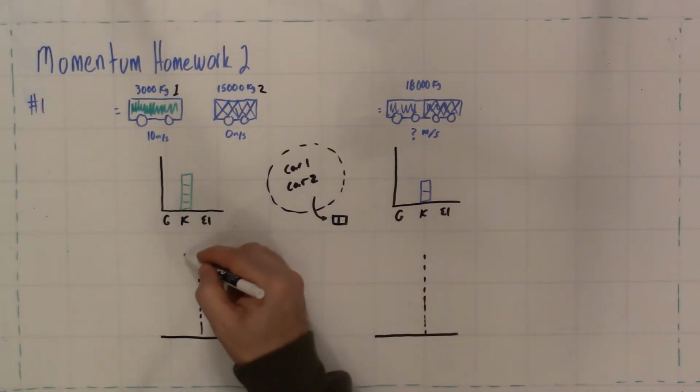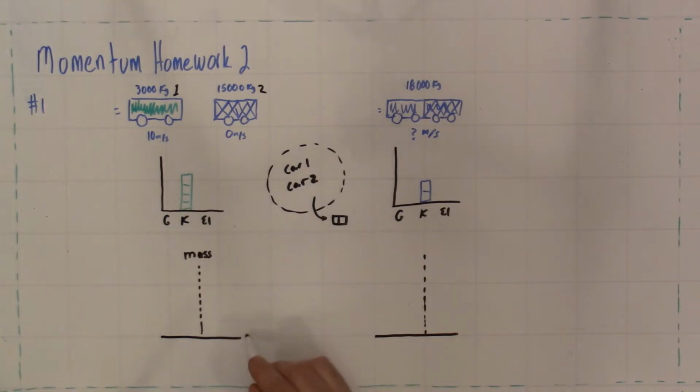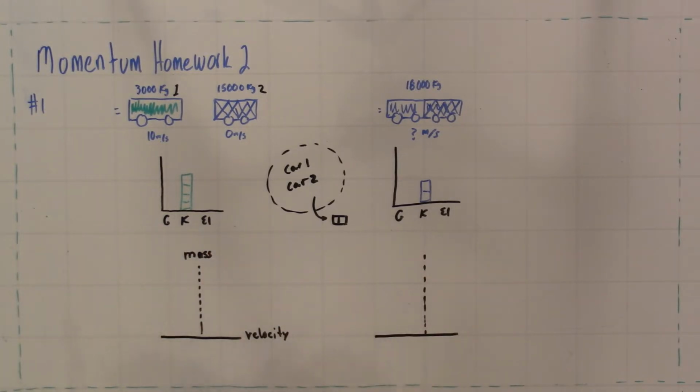This up and down axis represents the mass, and this left and right axis represents the velocity. This is the before side, and this is the after side. So let's see what's going on here.